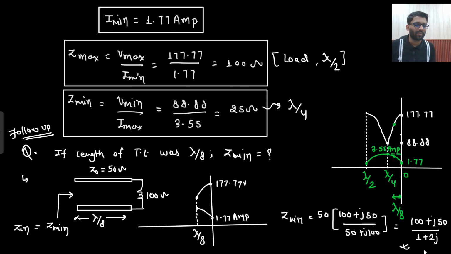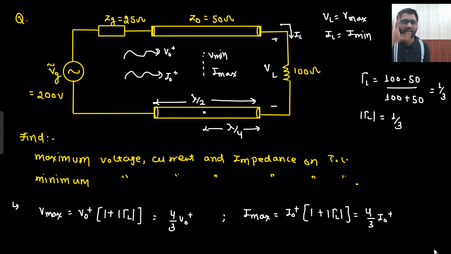So this will be your minimum input impedance if the length is lambda by 8. If these kinds of questions are asked, this is a very good conceptual question. Blindly you will not say, okay, for minimum I am going to use Vmin and Imax. No, for Z min you need to see.